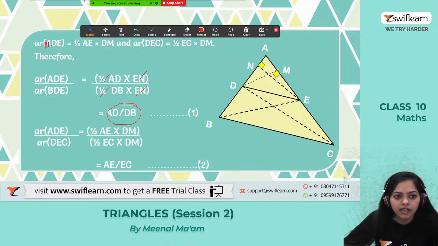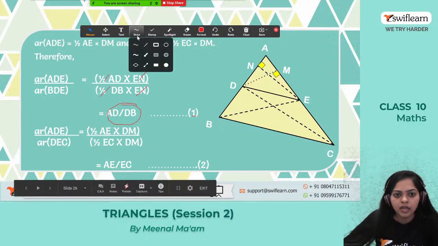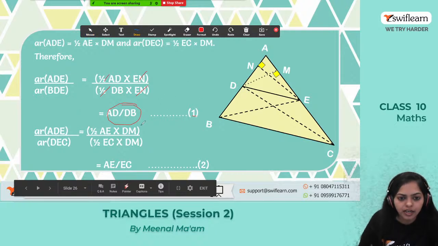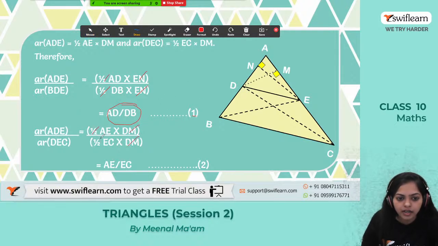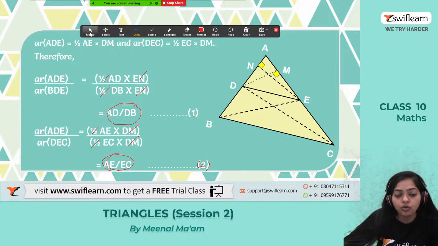Okay, now let's have a look at the next. Now area of triangle ADE upon area of triangle DEC will be equal to what? We have taken the ratio. Half AE into DM upon half EC into DM. So if I solve this one, again DM gets cancelled with DM and half cancels, and we are left with AE upon EC. So mark it as second step. Got it? Any doubt in these steps? No? Okay, now let's have a look over the next step.